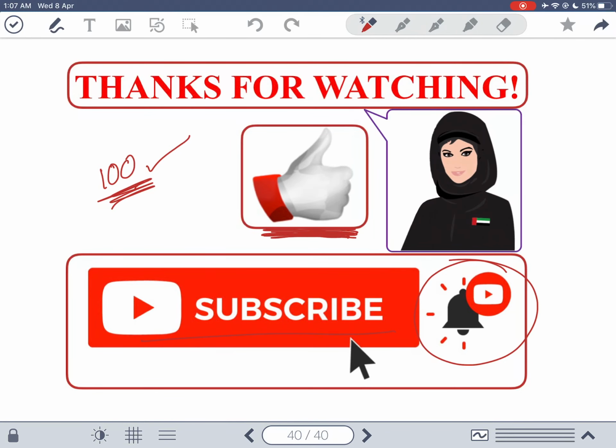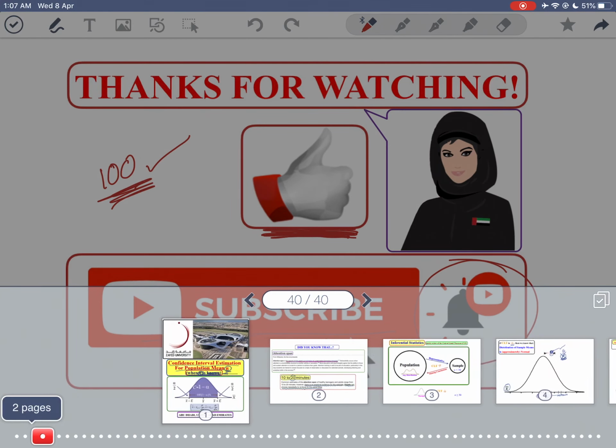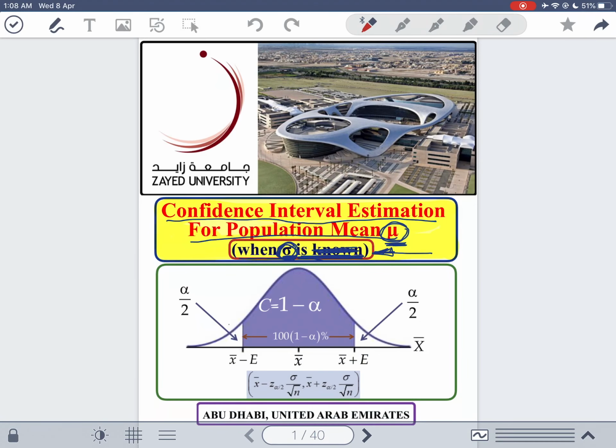Please remember that the next lecture is going to be part 2 of this, where we don't know the standard deviation. The population standard deviation is also unknown. Both of these are unknown, the mean and standard deviation, and we want to approximate the mean. Okay, but this is for the next lecture.